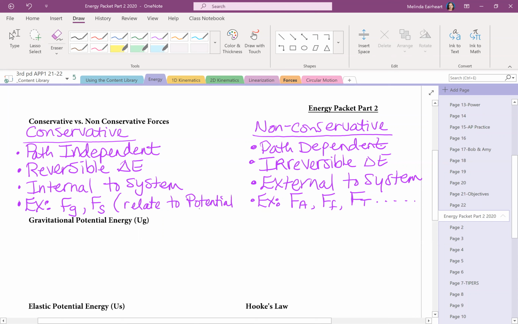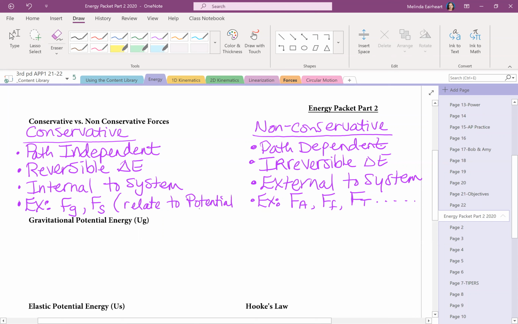And so path dependence, is it reversible with its change in energy? I'll show an example. If you lift a book, you can lower a book. Gravity doesn't care, okay? But air resistance would matter. Air resistance would be like frictional, okay? You kind of get the spirit of those? Not 100%, but do you get the spirit of it?